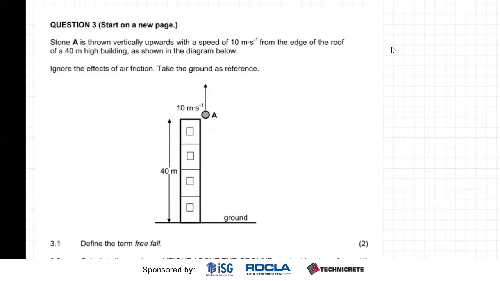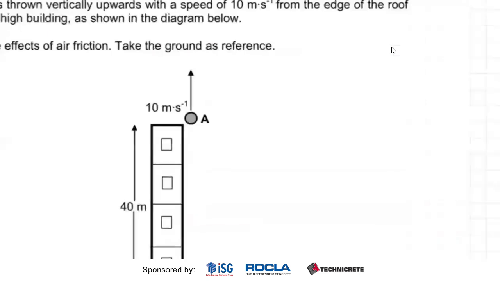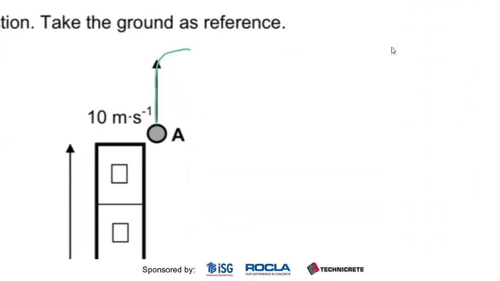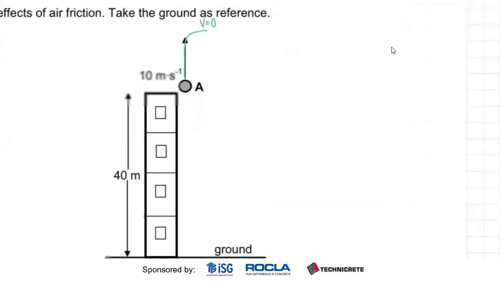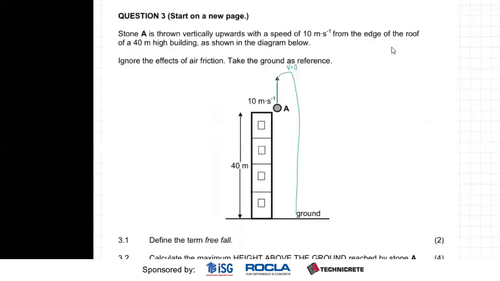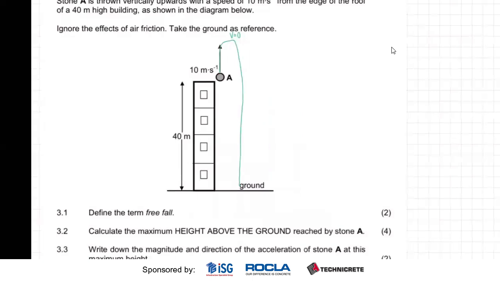If we look at the picture, they've drawn a nice picture for us. The building is 40 meters high. The stone's been thrown up with a starting velocity of 10 meters per second. What will happen to the stone is that it'll go up until it reaches a maximum height. At that maximum height, the velocity will be equal to zero. And then the stone will fall all the way to the ground. Now we can get started with the questions.